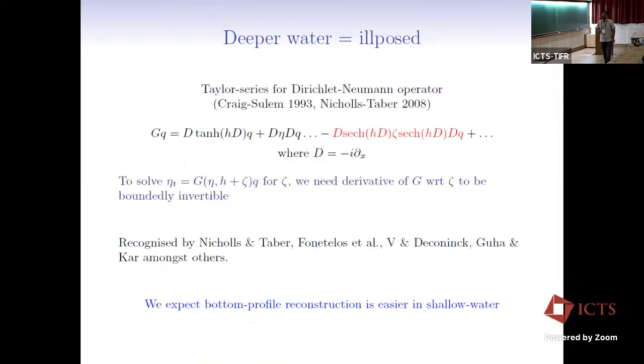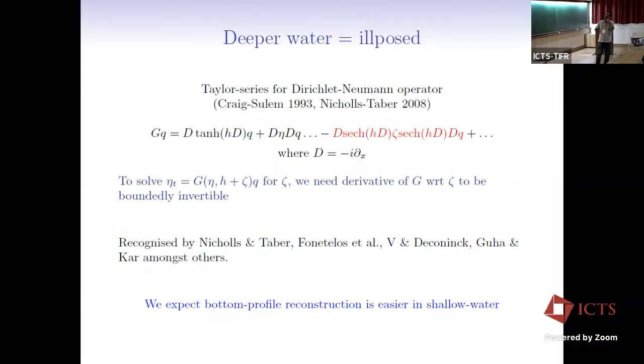Okay. So, as I said, we should expect deep water to be ill-posed. Let's see it from a mathematical perspective. As I said, the Dirichlet-Neumann operator has a Taylor series. And so you can expand this operator in this form.